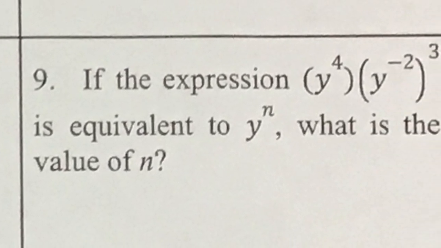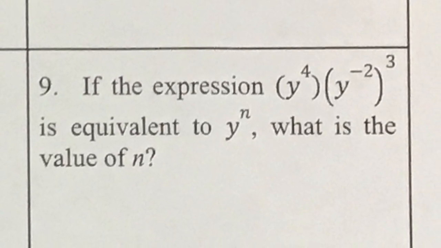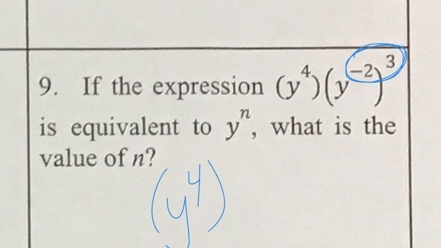If the expression y to the 4th times y to the minus 2 raised to the 3rd is equivalent to y to the n, what is the value of n? Okay, so this is just asking us to do this all over again. Negative 2 times 3 is y to the minus 6.